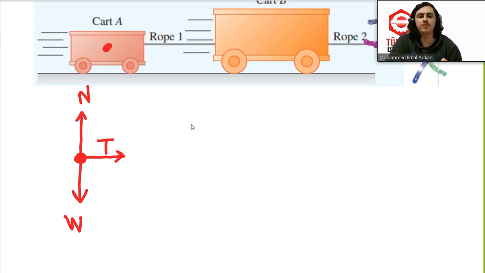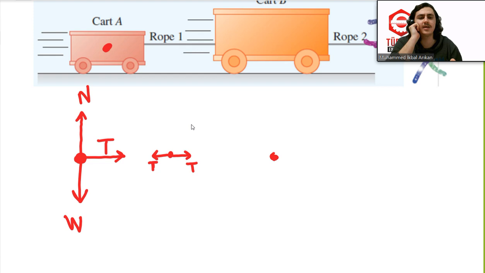What about the second one, rope 1? Rope 1 will have tension here and tension here. Let's say this is a massless rope. The mass will be too small, so we can neglect it. The rope would have a weight pulling down, but I can neglect this weight because the rope is treated as massless, very small in mass.